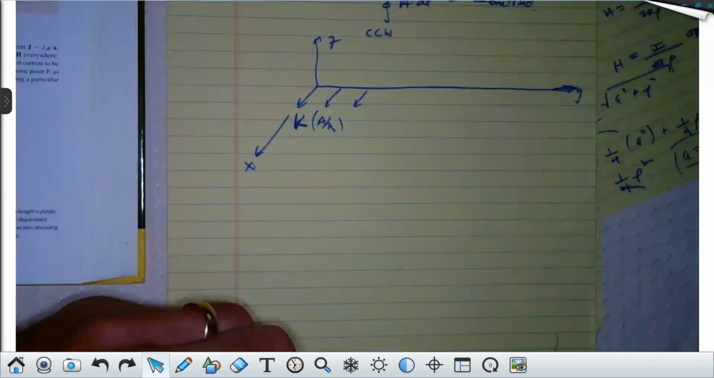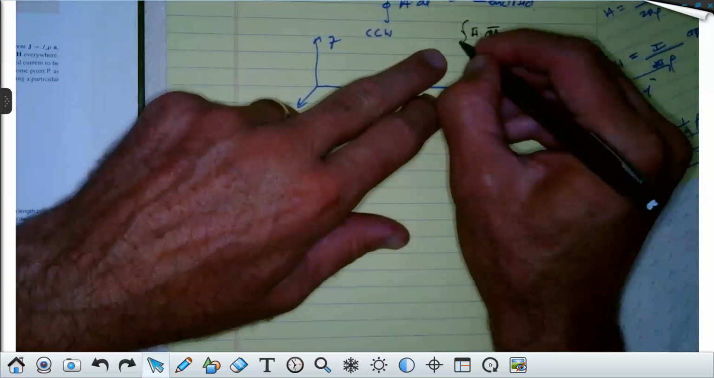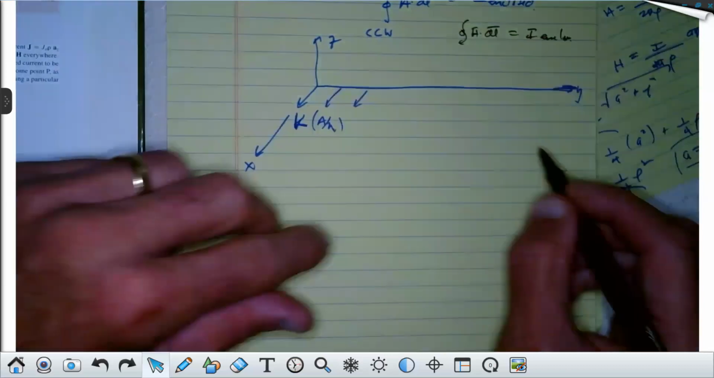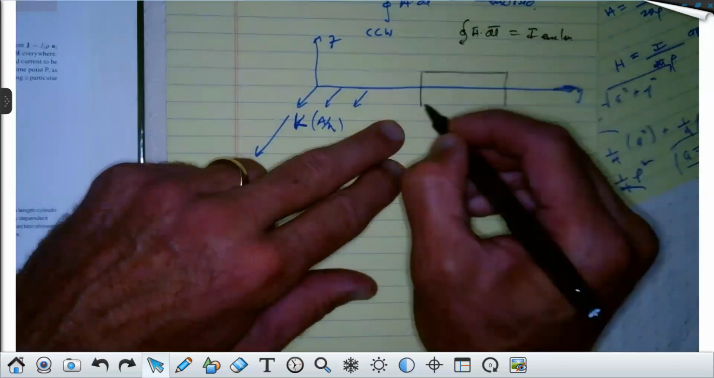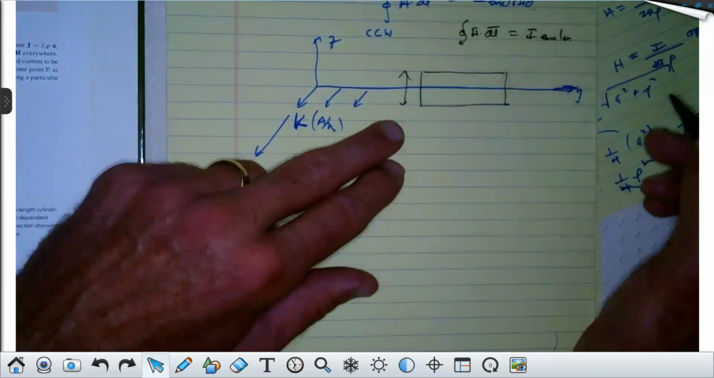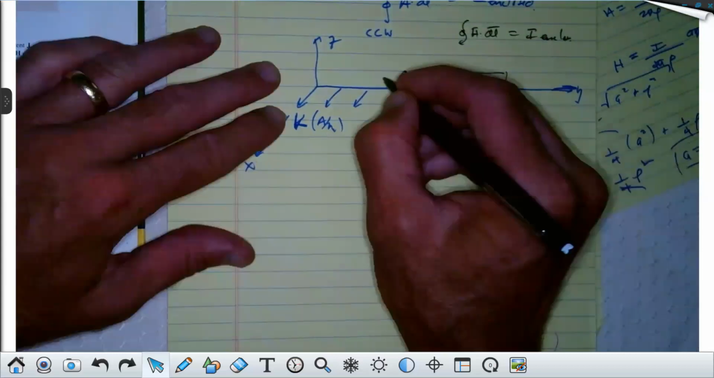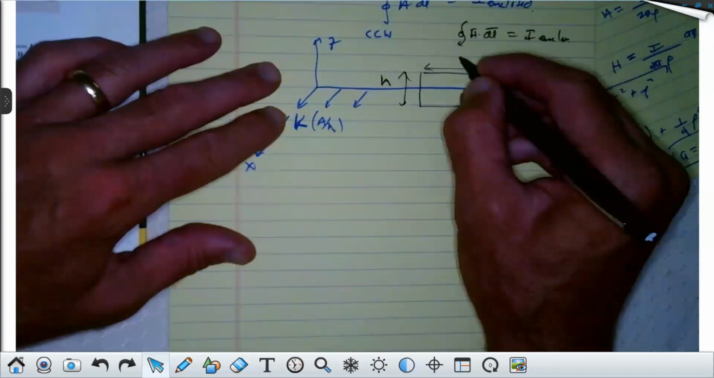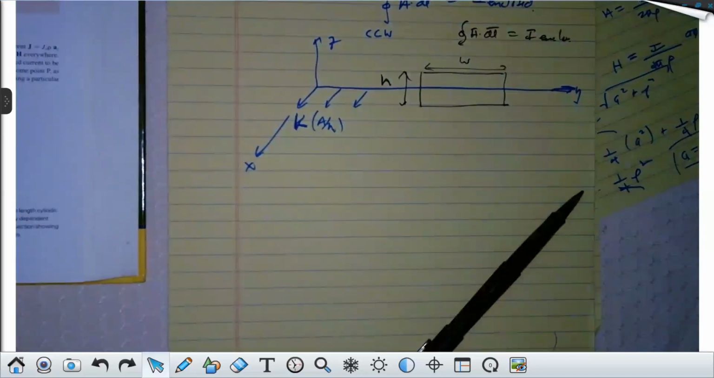I'm going to use the same thing as before. The integral of H dot dl over a closed loop is the I enclosed. And here's what I'm going to do. Make a little rectangular box, symmetric with the XY plane, and call the height H, and call the length here W. Now, here's something you need to do as a class. We all need to take a look at this.